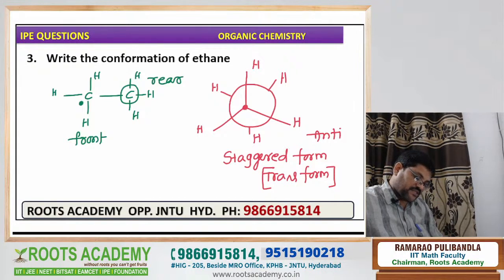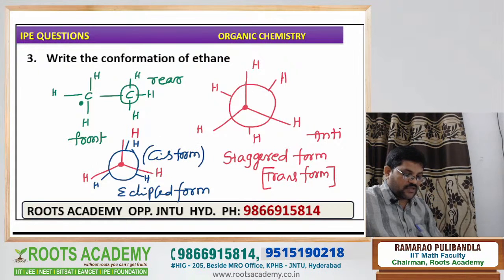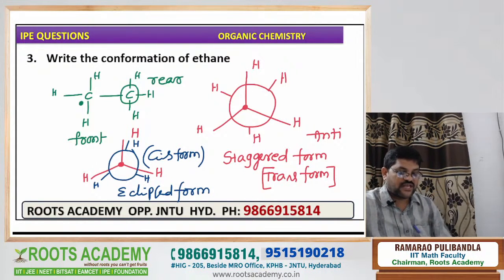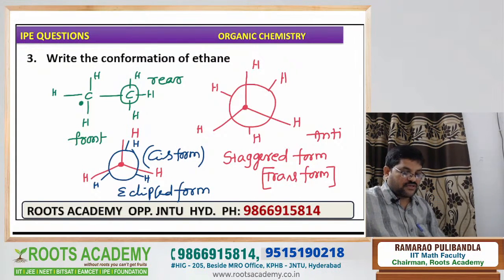Also called anti form. And next one. To the same front carbon, write 3 hydrogens like that, and make the rear carbon a circle. The hydrogens are very close. So this is called what? Eclipsed form. The eclipsed form is also called cis form. Simple logical question. This carries 1 mark, and this carries 1 mark. You have the 2 marks question, right?